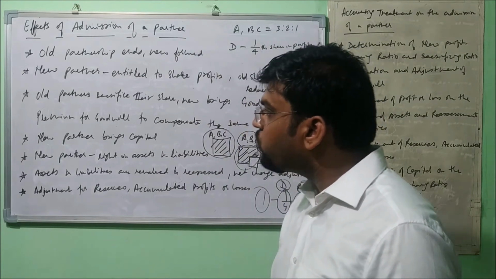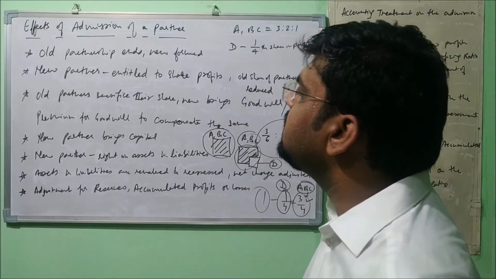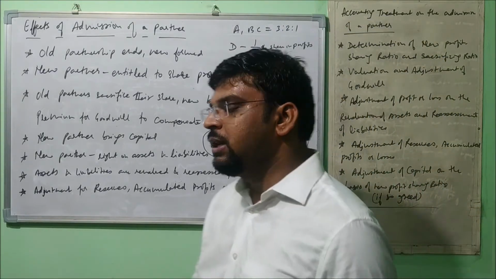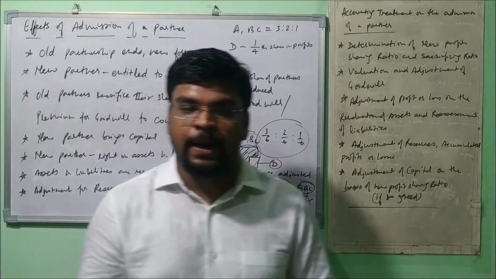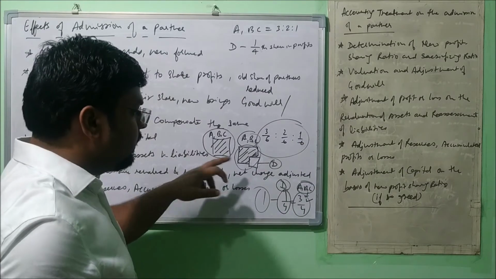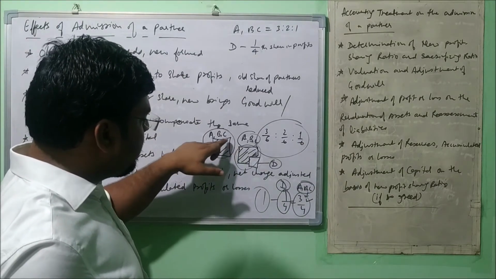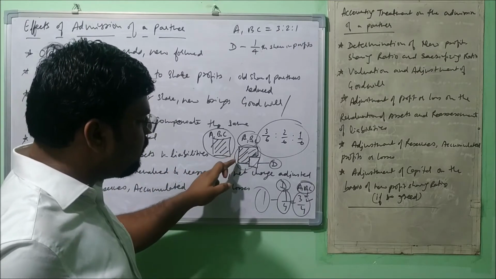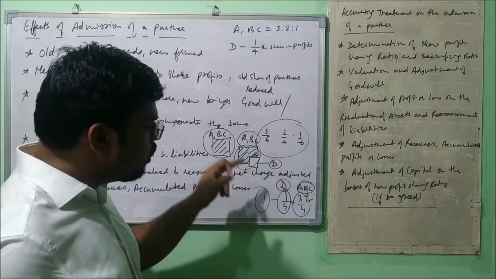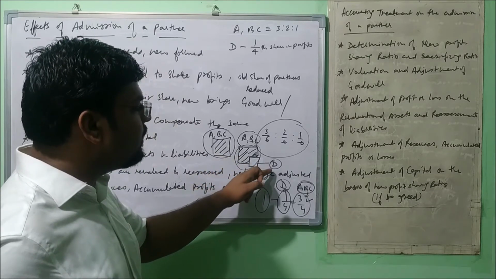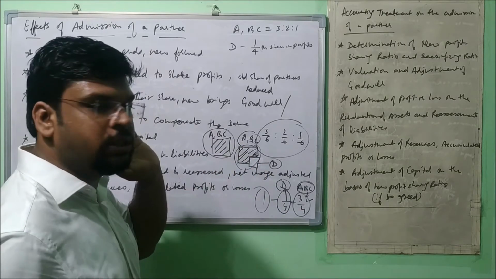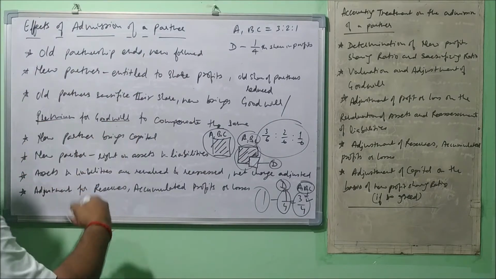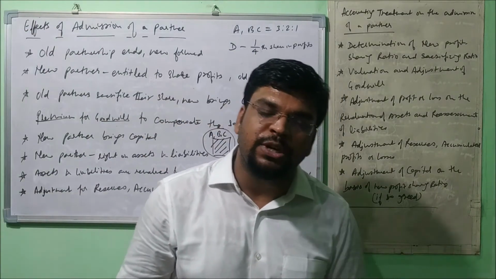Another point: the old partners sacrifice their share and the new partner brings goodwill or premium for goodwill to compensate the same. Let's understand this concept. What does it mean? See, now we have seen that here they are sacrificing their share. Earlier they were getting the complete 1 distributed among all these 3, but now they are getting only 3/4, which means they are sacrificing their share. So for that sacrifice, the new partner D is supposed to pay some amount to these partners. That amount is known as premium for goodwill, or you can call it goodwill, but it's better to call it premium for goodwill.